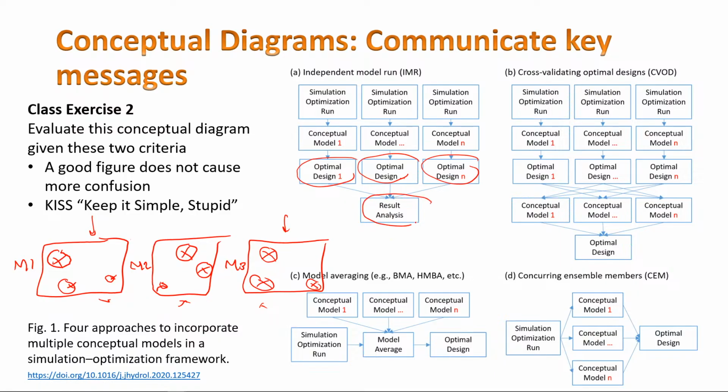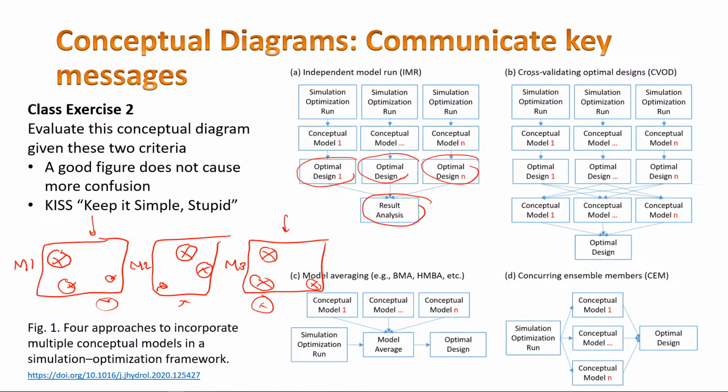And then you analyze the result. Yeah. So I got an optimal design here, I got an optimal design here, I got an optimal design here. And then I analyze my result. I say, oh, okay, maybe this model is calibrated better, so I might go with this result. Or maybe, see, these two results are similar, this design is a little bit different, so maybe I will take this one and this one because these two look similar. So I analyze my results. So we call this independent model run.